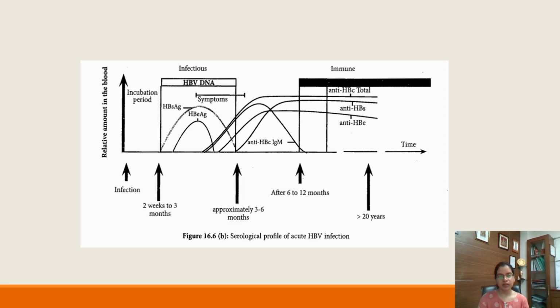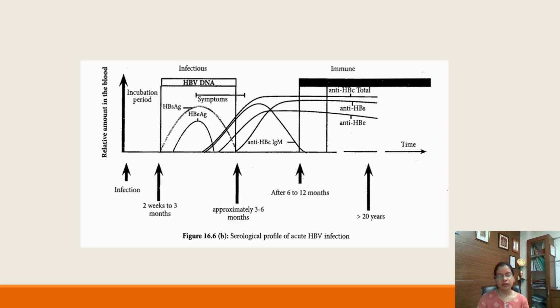It indicates that the virus is actively replicating. After HBsAg, levels will fall, and then if the infection is resolving, anti-HBs, the antibody against the surface antigen, will appear. Then the antibody against the core antigen will appear. In the beginning, it is usually of IgM type, and when IgM levels decrease, the total IgG levels will rise and remain persistent throughout.